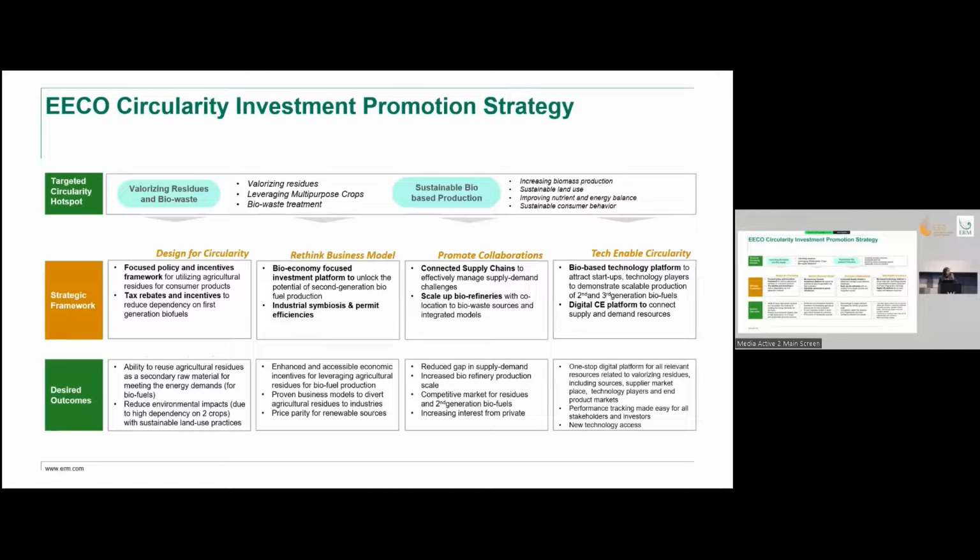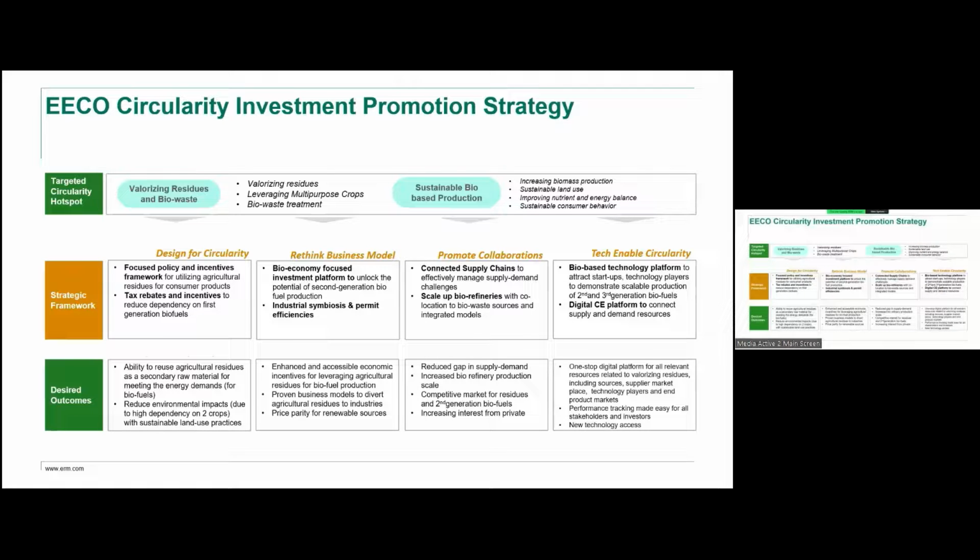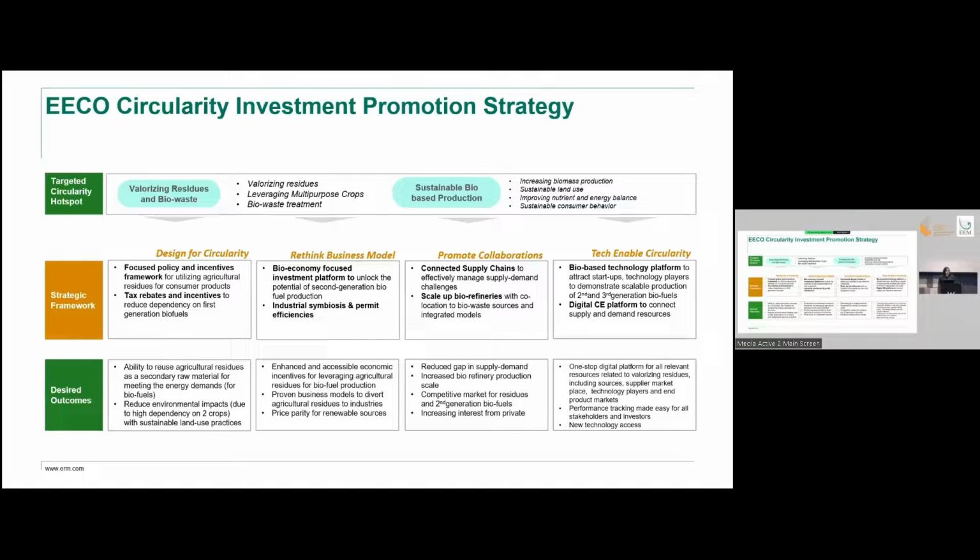Coming to the circularity promotion strategy. So as we showed you, the 4 pillars that create the circular economy framework for Thailand, we have leveraged the same to say what will be EECO's circularity investment promotion strategy. And this is focused on the 2 hotspots that we just looked at, valorizing bio-waste residues and sustainable bioproduction.